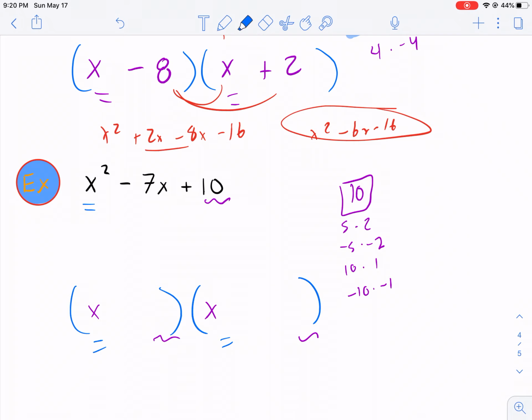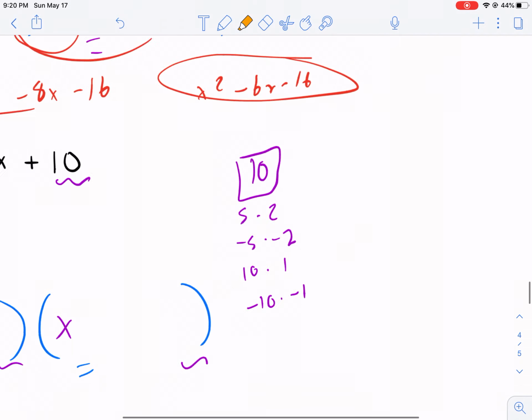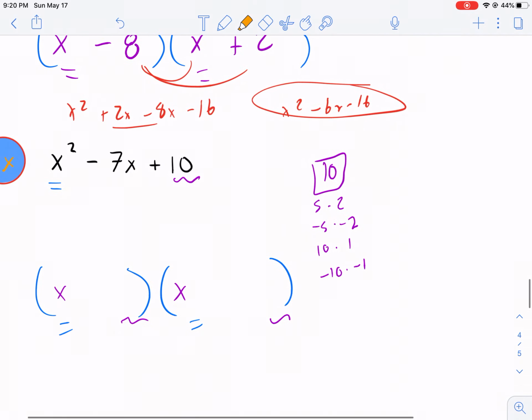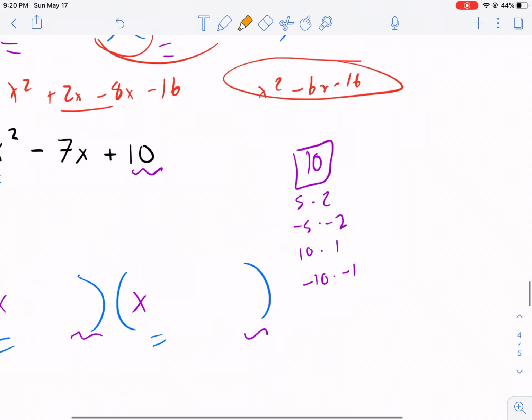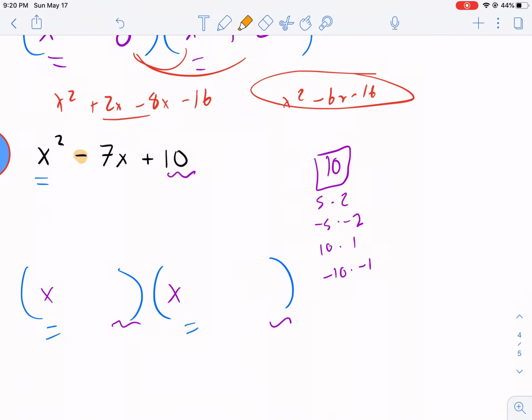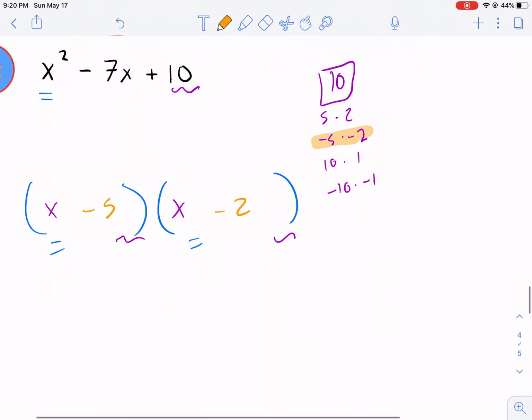Now, here's a giveaway. If you see that the last term is positive, you know the signs need to match, right? Obviously, we can't have a negative 5 times a positive 2 to give us a positive 10. So they need to match. So we're going to look at the middle term to get an indication of what the sign should be. Positive 5 and positive 2 would not give us 7, so we know it has to be negative. There's our answer. So we have a negative 2 and a negative 5. X minus 5, x minus 2. That's going to be our answer.